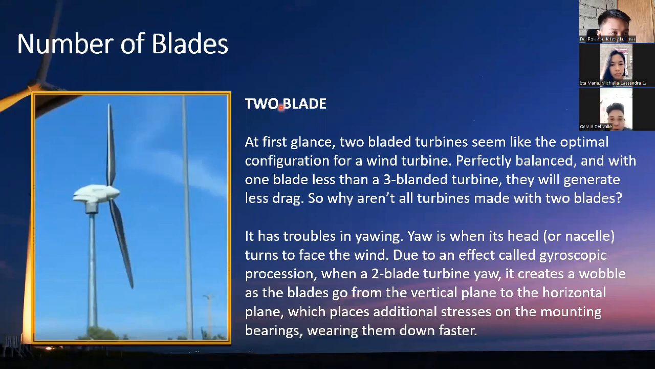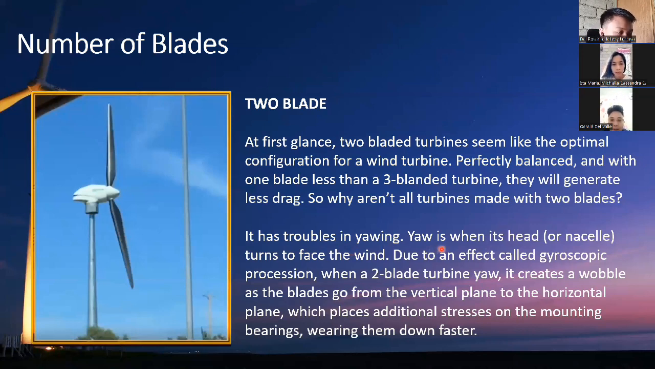And two blades. At first glance, two-bladed turbines seem like the optimal configuration for a wind turbine. Perfectly balanced, and with one blade less than a three-bladed turbine, they will generate less drag. So why aren't all turbines made with two blades? It has troubles with yawing.